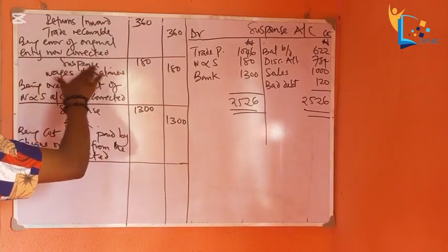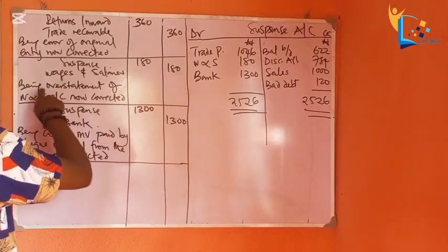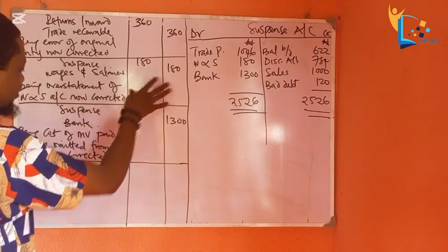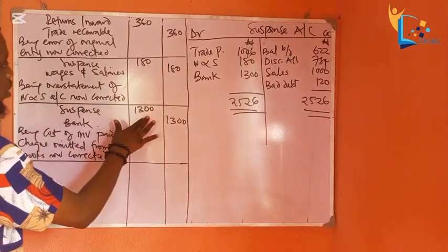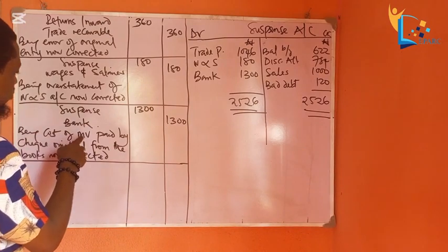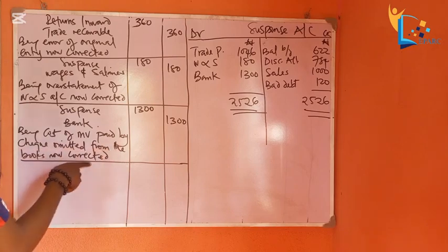Okay, now we have suspense here, 180, wages and salaries 180. Being overstatement of wages and salary accounts now corrected. Okay, now we have suspense here, 13, bank 13. And the narration is being cost of motor vehicle paid by cheque omitted from the books now corrected.